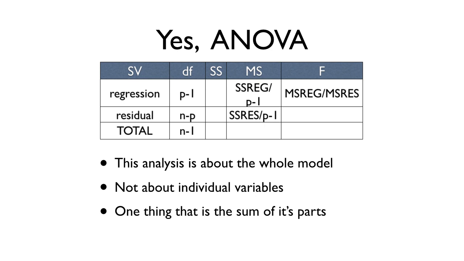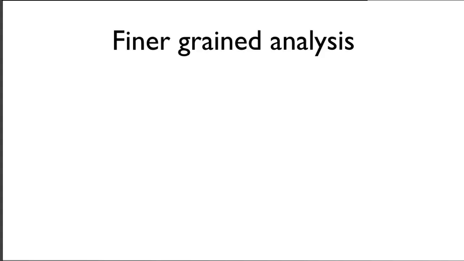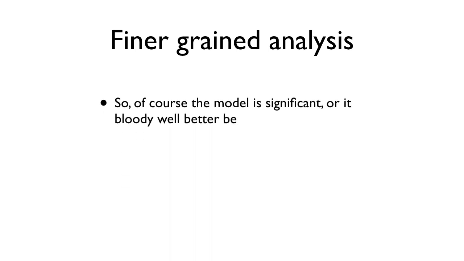Okay, so this is one thing that's the sum of its parts, the regression model. It's literally the sum of its parts, okay? But we want to do finer grained analysis here. What we want to find out is, do individual predictor variables explain a significant amount of variance? Because the whole model will be significant. There's no way it's not going to be. You're not going to start by measuring big toe length or something like that. You're actually not going to do that.